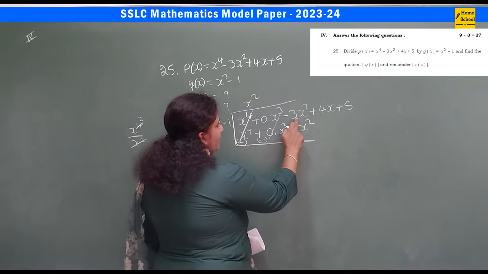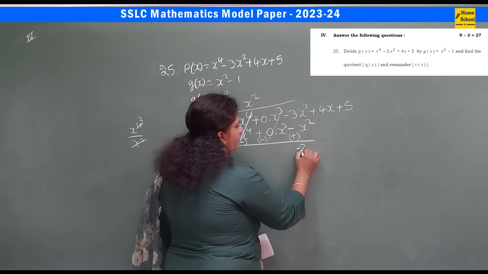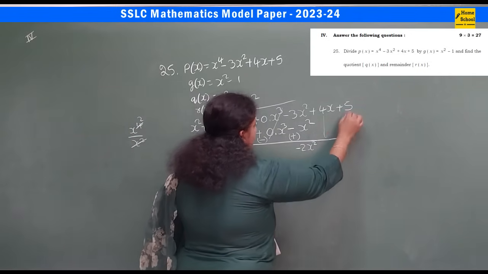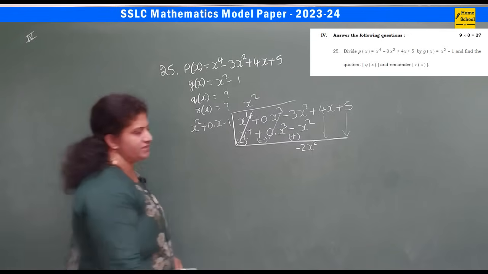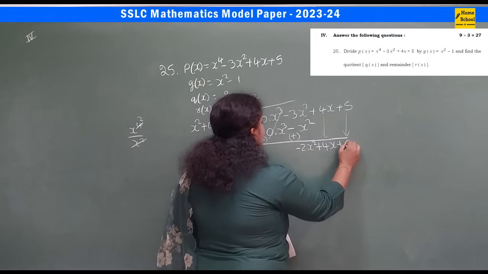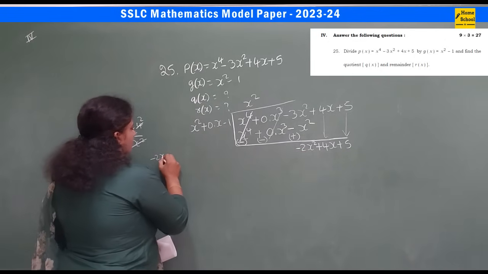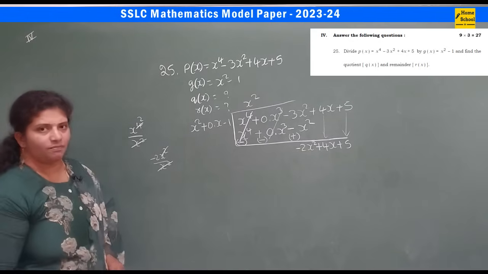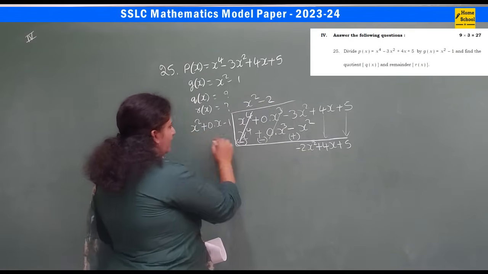Now we are left with minus 3 plus 1. Minus 3 plus 1 will be minus 2x square. Here we need to drag 2 terms because in divisor we have 3 terms. So drag at a time. Plus 4x plus 5. Now again minus 2x square by x square. Cancel. What you are going to left? Minus 2. With minus 2 multiply again.